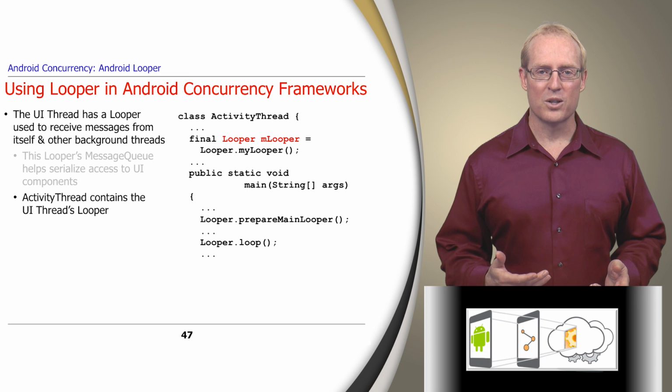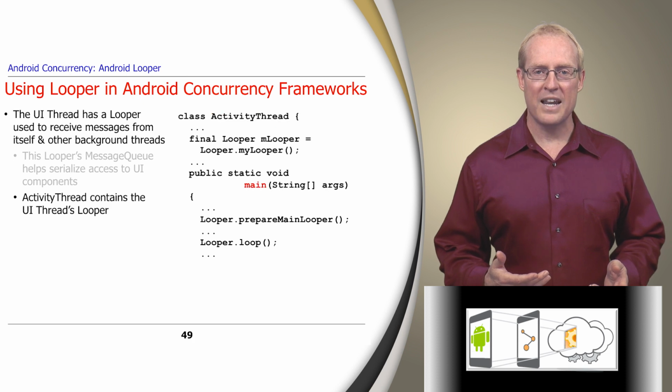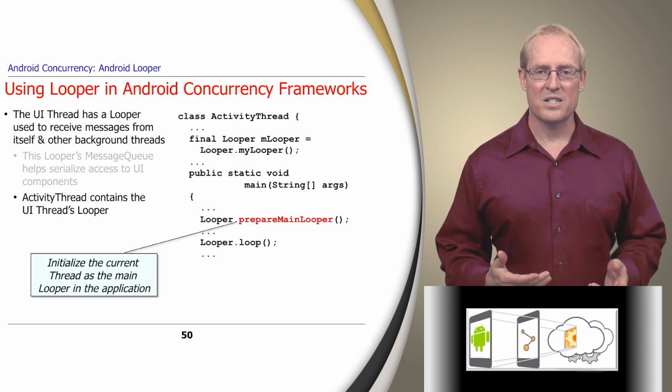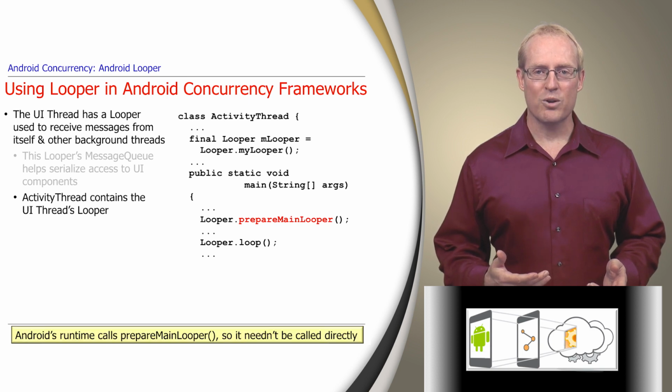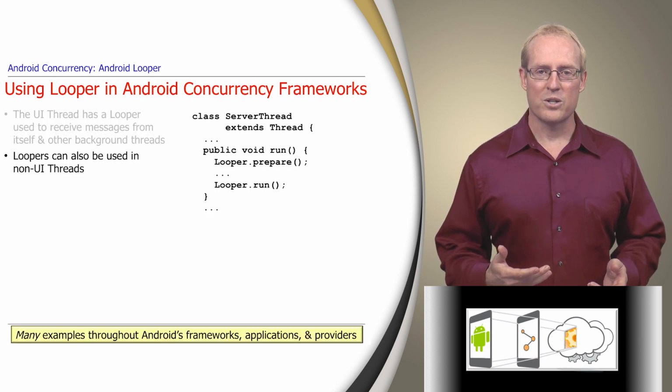The user interface thread's looper is implemented in the ActivityThread class, as shown at this path name. ActivityThread's main entry point method calls prepareMainLooper, which initializes the current thread as the application's main looper. The Android runtime environment creates the main looper for an application automatically, so there's no need to call this method directly. Loopers can also be defined and used in non-user interface threads, as found throughout Android's frameworks, applications, and providers.